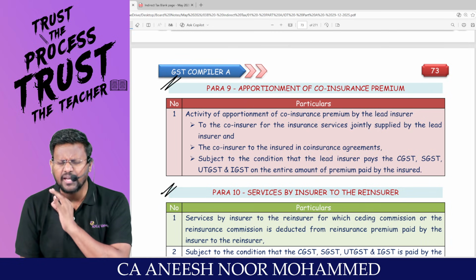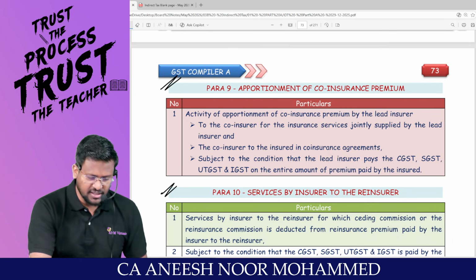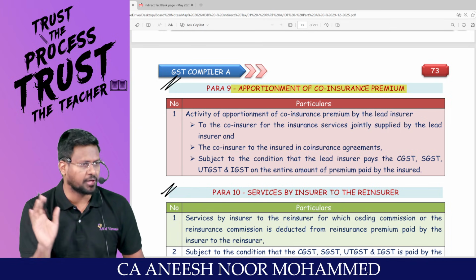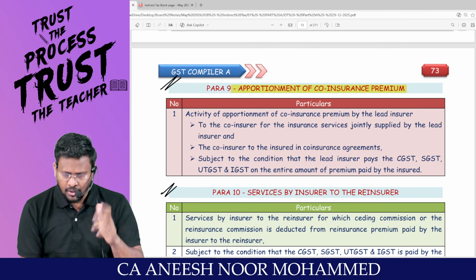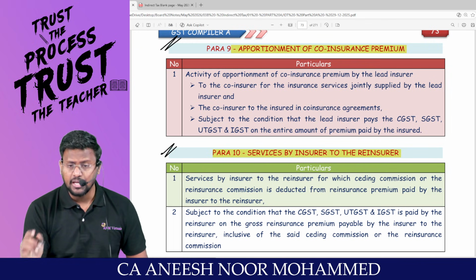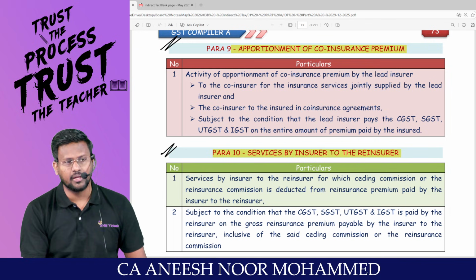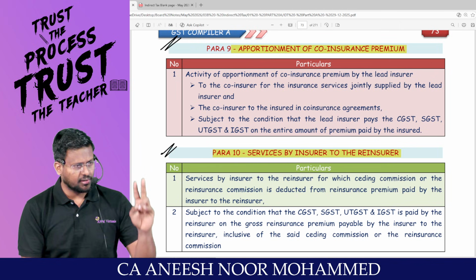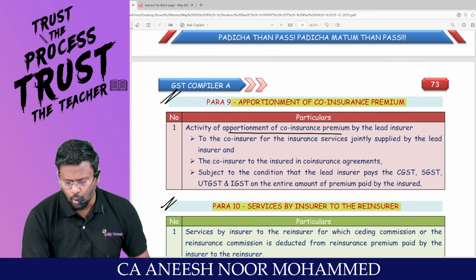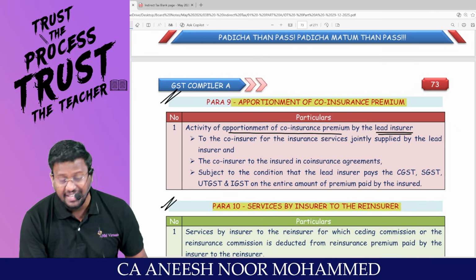It's mandatory for examination since it is an amendment. Apportionment of co-insurance premium. I will tell you what is added in the negative list. Services by insurer to the reinsurer. Two things they have added. First, the activity of apportionment of co-insurance premium by the lead insurer.